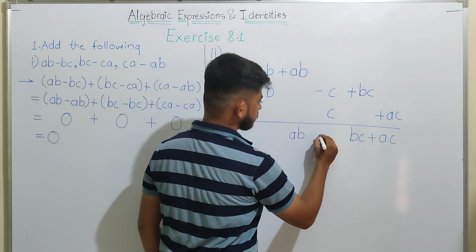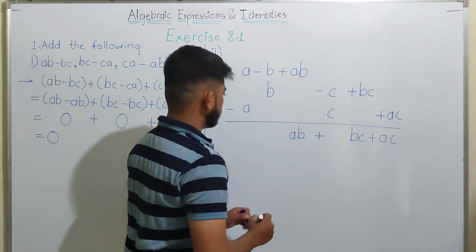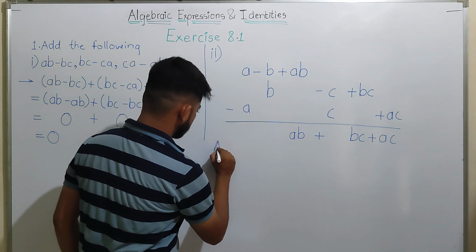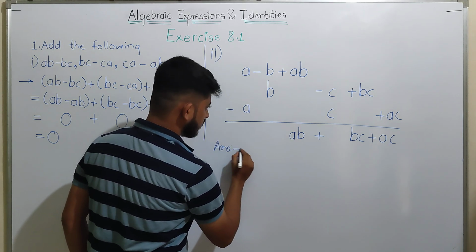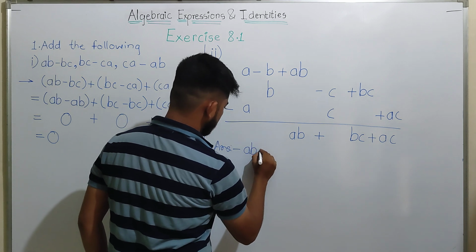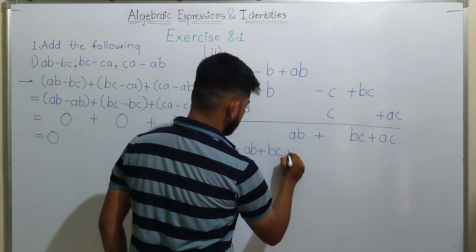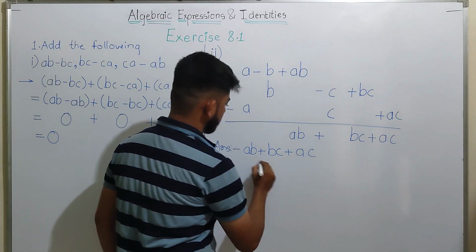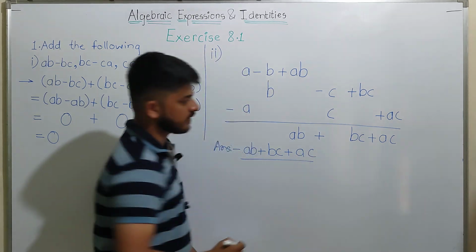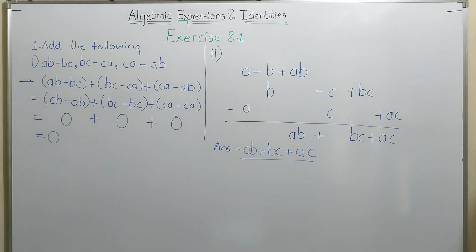So the answer is AB plus BC plus AC. So this is the required answer from exercise 8.1 we have solved. So see it very carefully. These are the two examples.